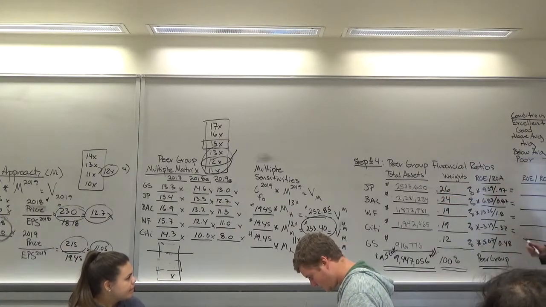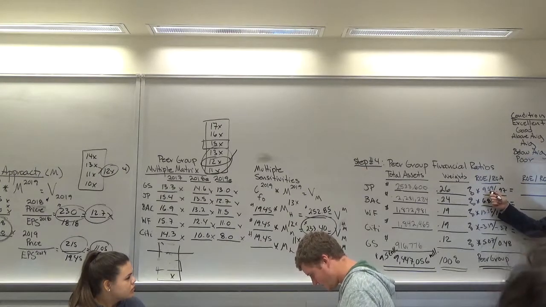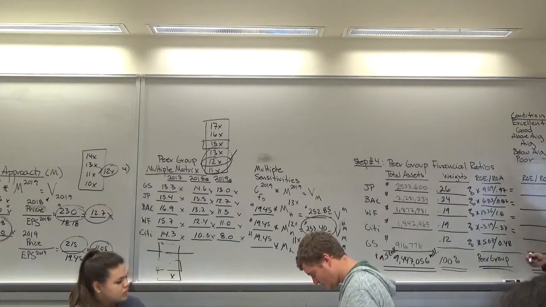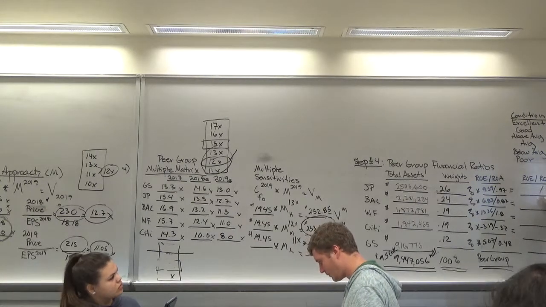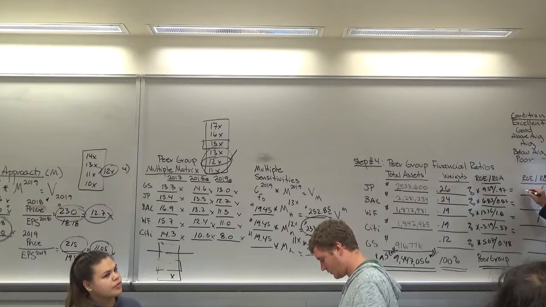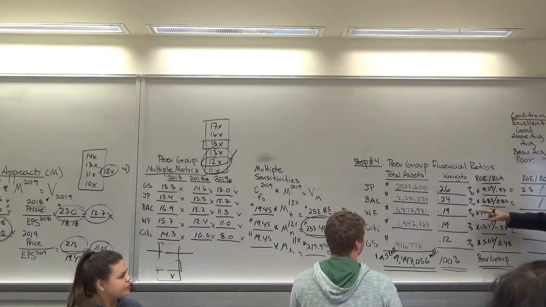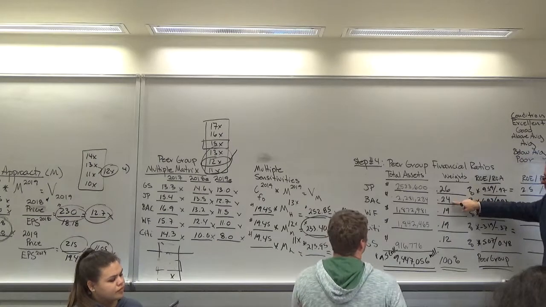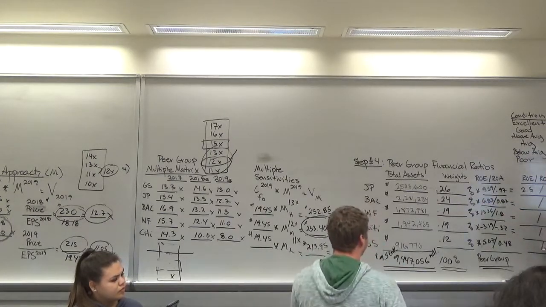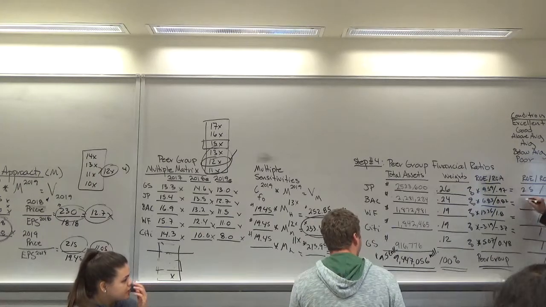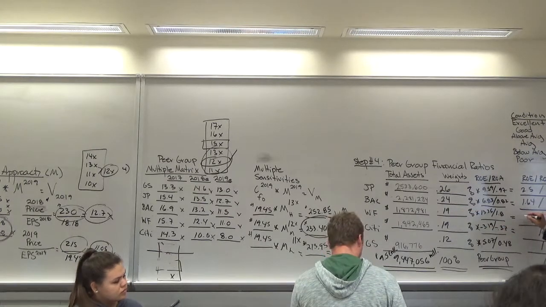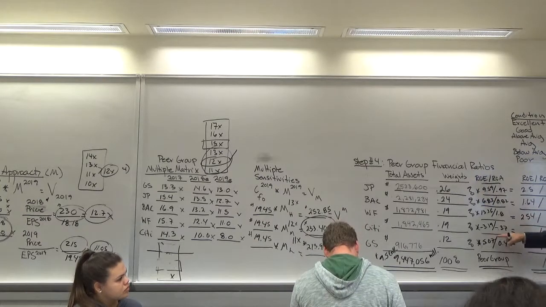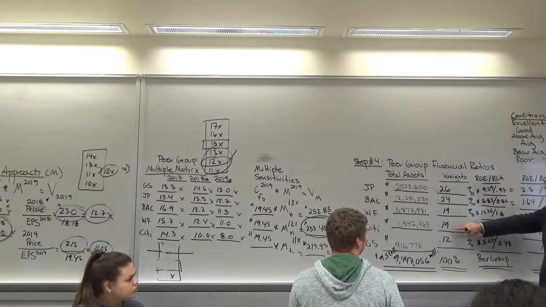Sarah was nice enough to already give us the ROE. So what's 0.26 times 9.59? What is it? 2.5. Okay, got it. And what is 6.83 times 0.24? 1.64. And what's 13.36 times 0.19? 2.54.